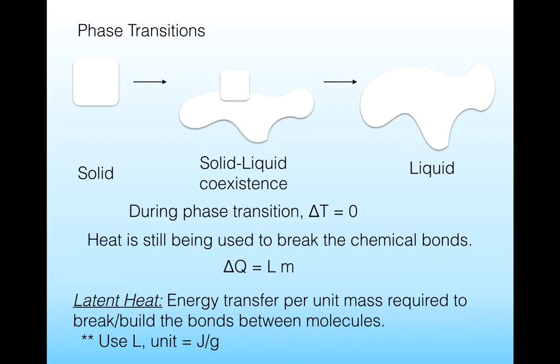or a latent heat of condensation, and that's just going in different directions, whether you're causing a liquid to evaporate into a gas phase, or if you have a gas that is condensing into a liquid phase, for instance. Again, we use the units of L, and the unit is joules per gram in this case.